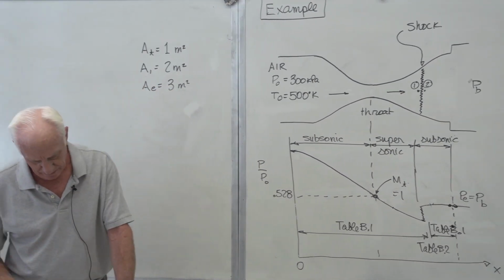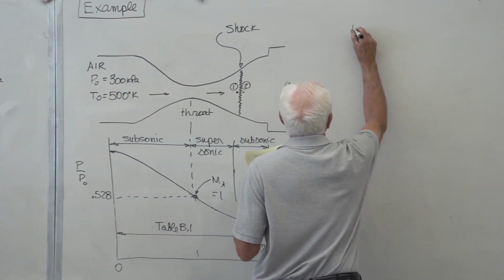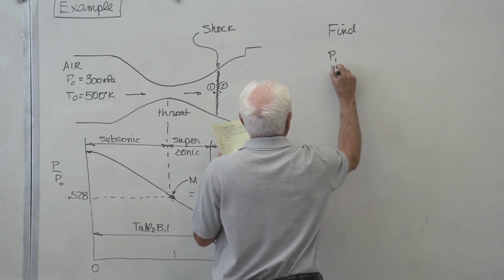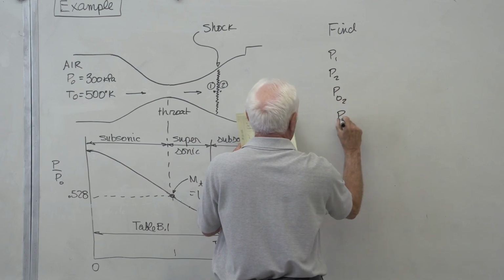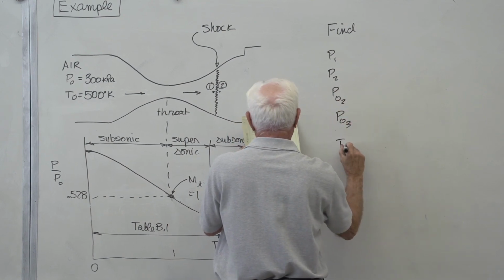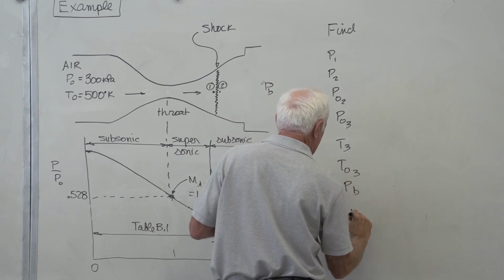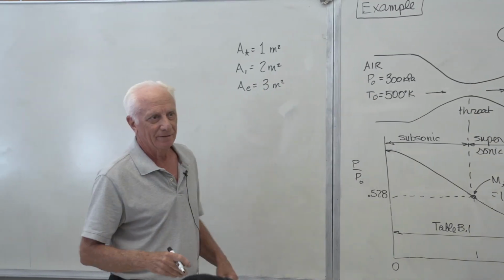Okay, I guess I didn't put out what we're supposed to find. Find P1, P2, P02, P03, T3, T03, PB, M dot. I could ask a ton more, but I'll stop there. That's enough.